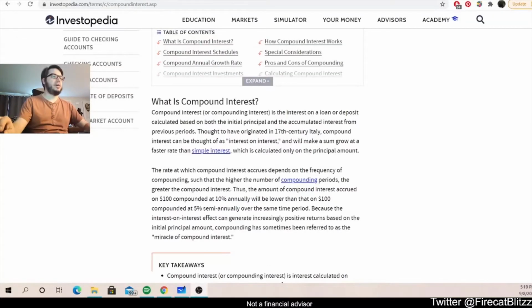So first, I want to take a look at the definition of compound interest. Here on Investopedia, it says compound interest or compounding interest is the interest on a loan or deposit calculated based on both the initial principal and the accumulated interest from the previous periods. Thought to have originated in 17th century Italy, compound interest can be thought of as interest on interest. Now that's the key part right there. We're talking about our interest also gaining more interest.